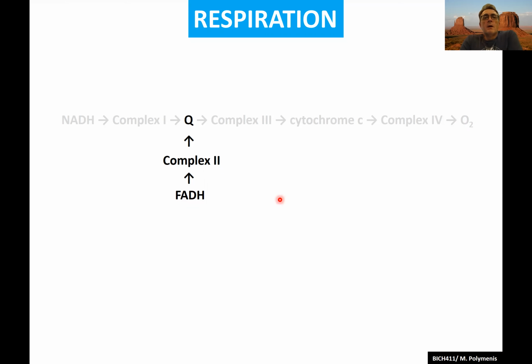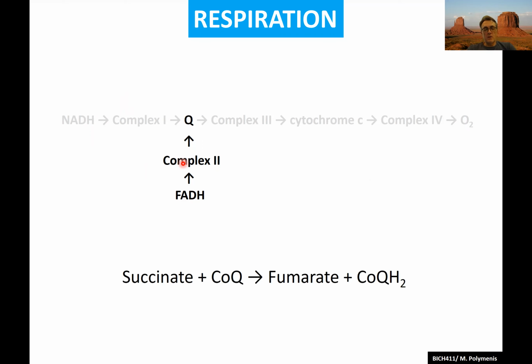Hello. We discussed already in a previous video how electrons from NADH find their way to Q. Now, what about the other electrons that are on FADH? How do they find their way to Q? That happens through complex 2.